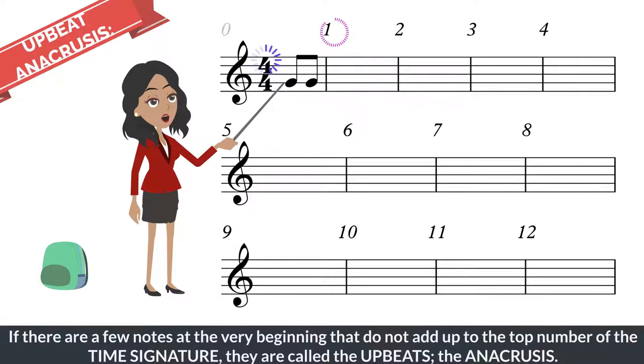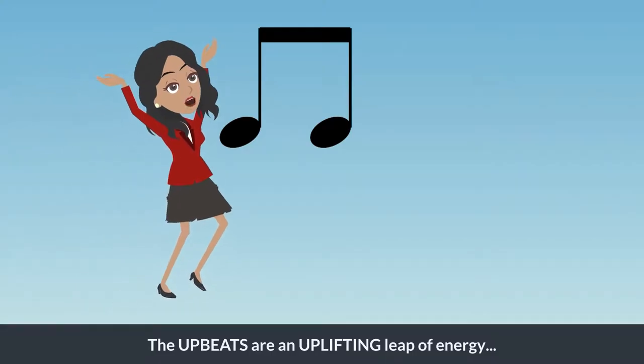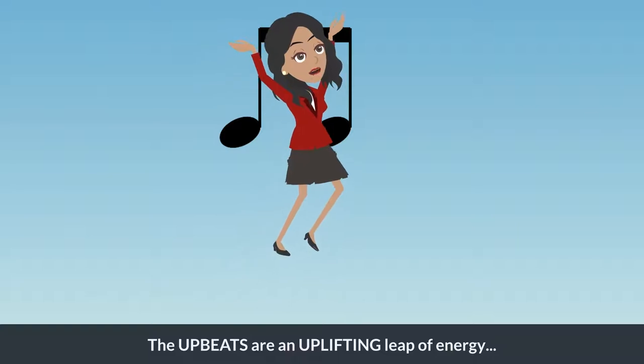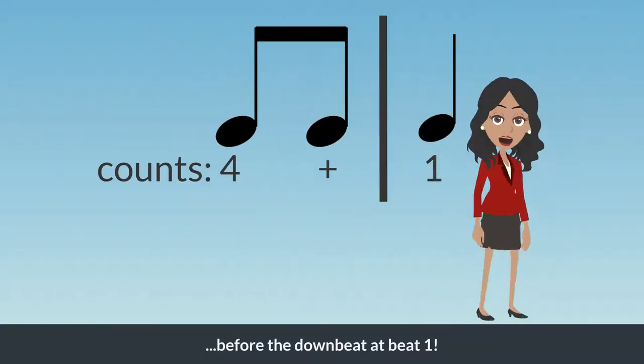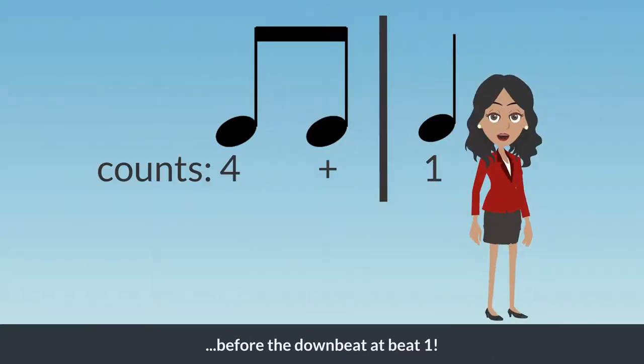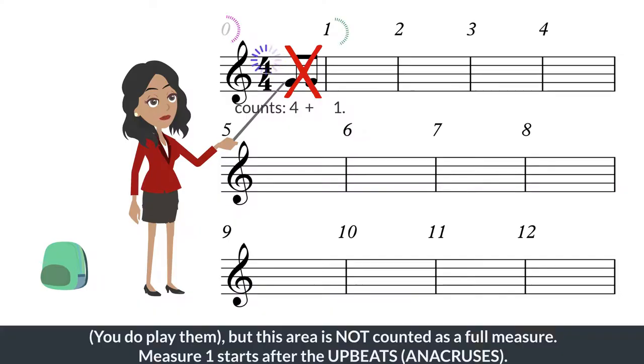If there are a few notes at the very beginning that do not add up to the time signature, they are called the upbeats, the anacrusis. The upbeats are an uplifting leap of energy before the downbeat at beat one. You do play them, but this area is not counted as a full measure. Measure one starts after those upbeats.